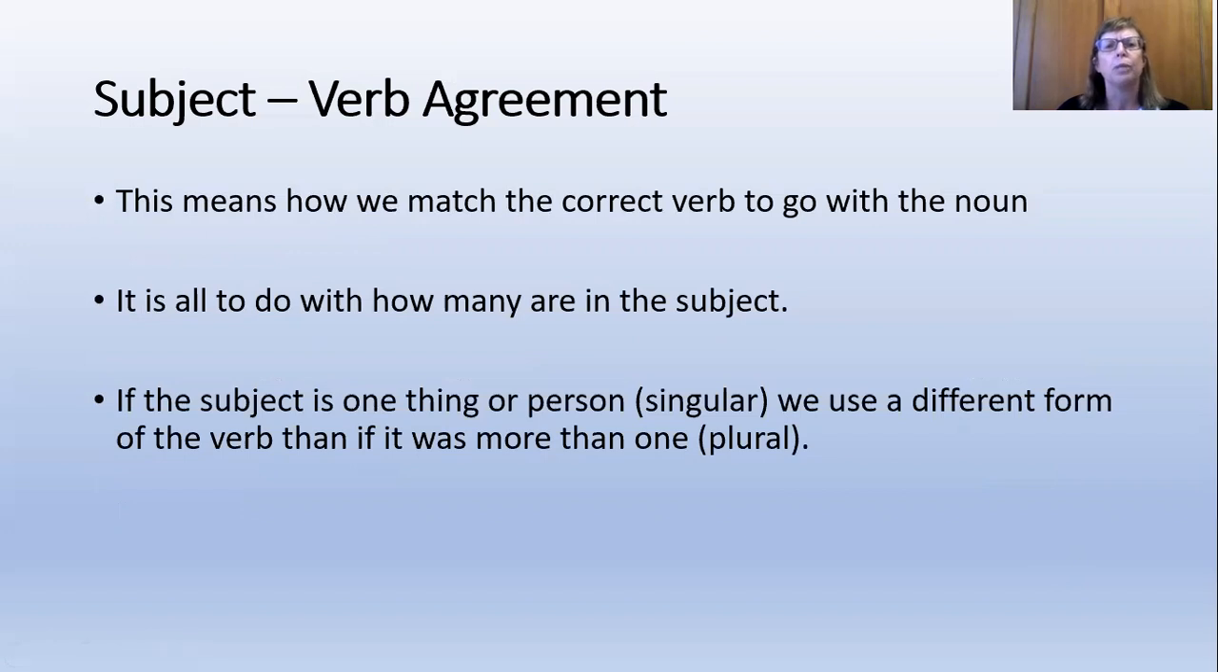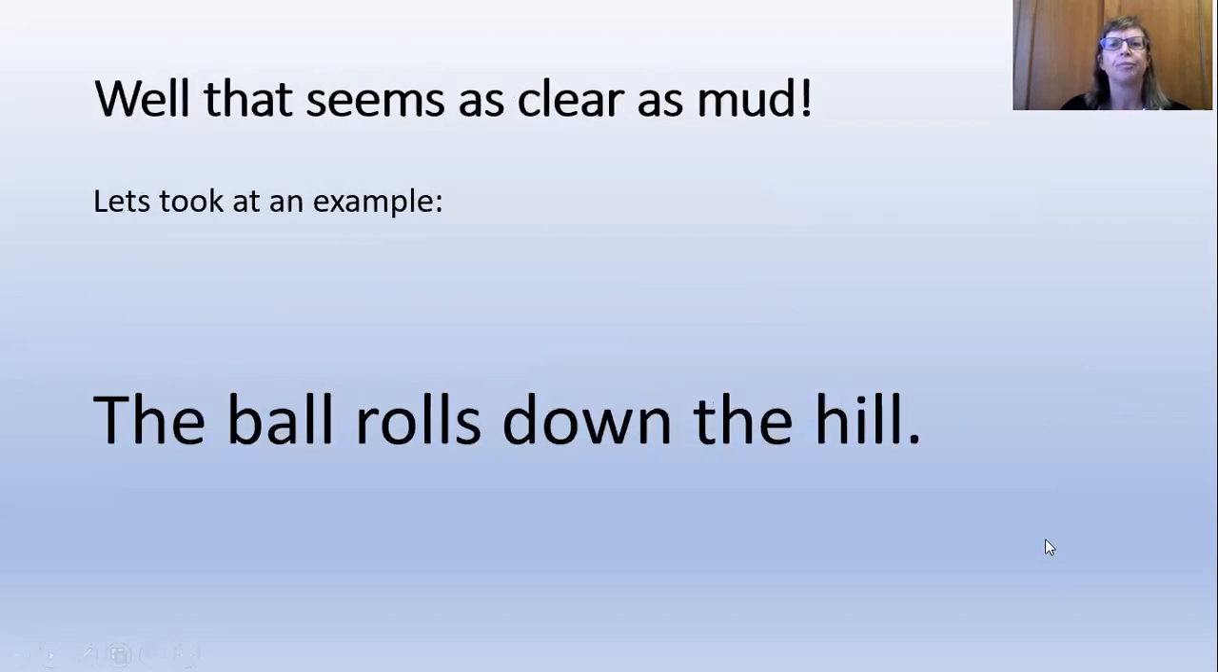Now, subject-verb agreement means that we have to match the correct verb to go with the noun, and it's all to do with how many are in the subject. If the subject is one thing or person, we call that singular, coming from single. So for a single person or thing, we use a different form of the verb than if it was more than one. And when there's more than one thing, we call that plural. Okay, well, that seems as clear as mud. So let's look at an example.